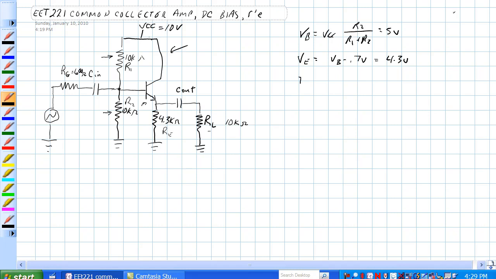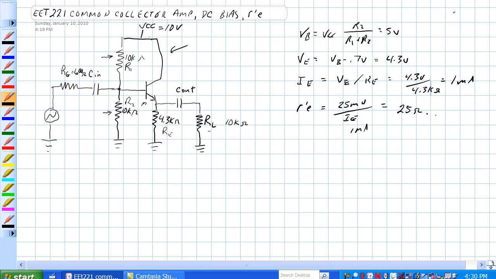How about IE? IE is equal to VE divided by RE, and that's 4.3 volts divided by 4.3 k ohms, which is equal to 1 milliamp. R prime E then is equal to 25 millivolts divided by IE, or 1 milliamp, and that's equal to 25 ohms.